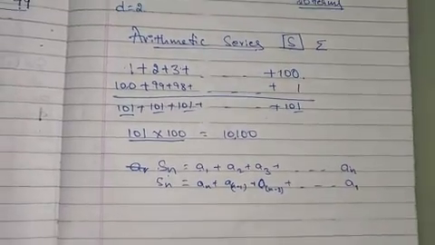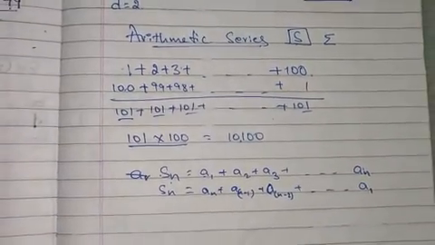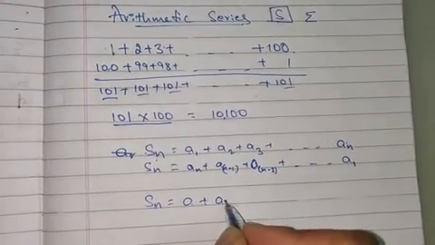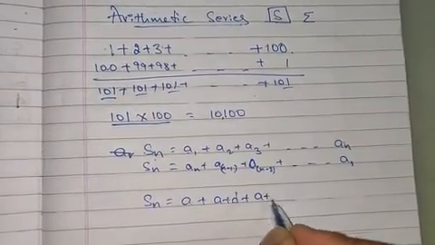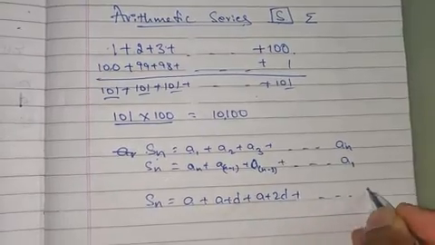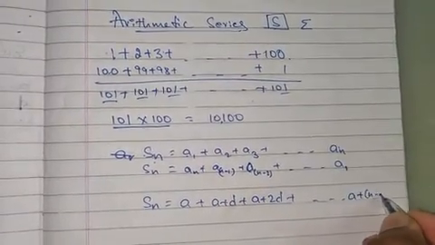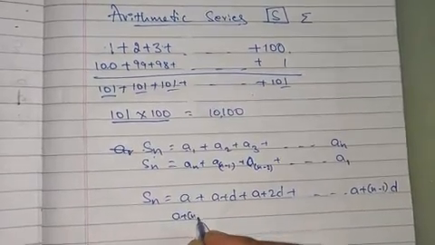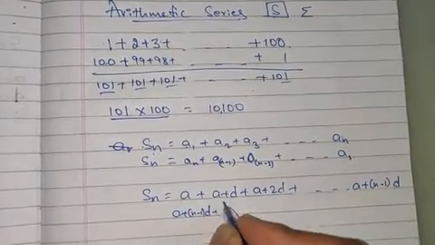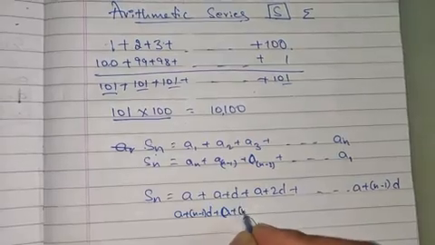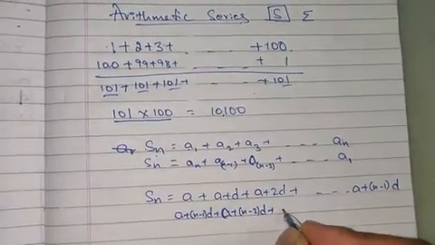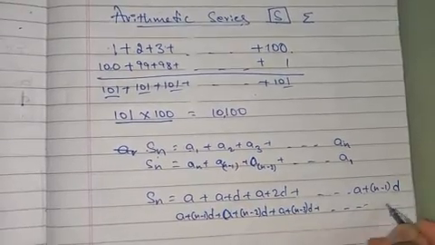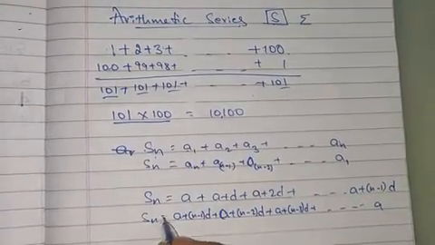Let us generalize these, or let us write them in the standard form. Sn is equal to A1 is A, A2 is A plus D, A3 is A plus 2D. Nth term is A plus n minus 1 into D. The reverse one, A plus n minus 1 into D plus A plus n minus 2 into D plus A plus n minus 3 into D plus and so on, the first term A. This will be also Sn.